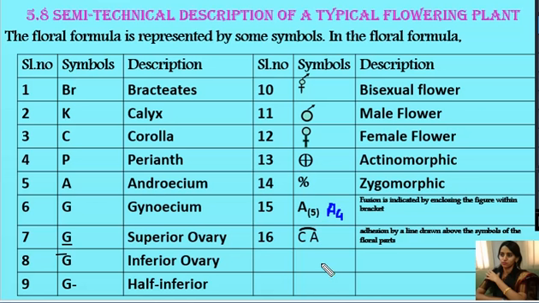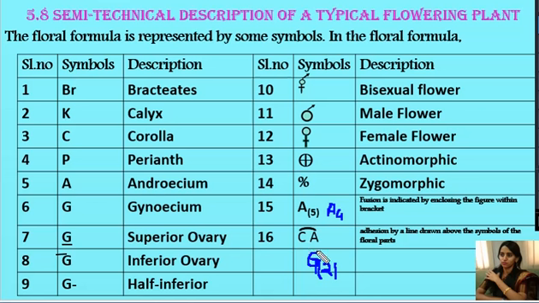Similarly for gynoecium. If there are 2 carpels, then the carpels are free. But if you show it in a bracket, then it shows there are 2 carpels and it is syncarpous. It means the carpels are fused. Is it clear? So this is how we use these symbols.